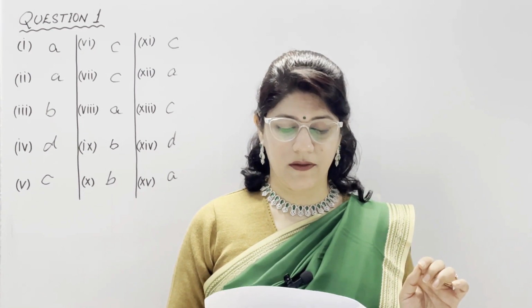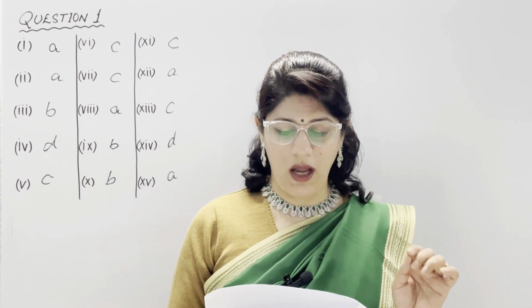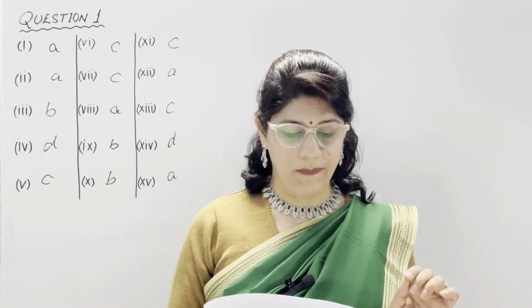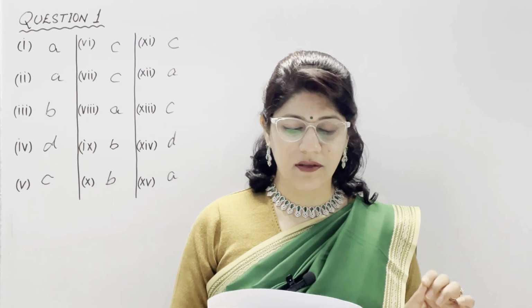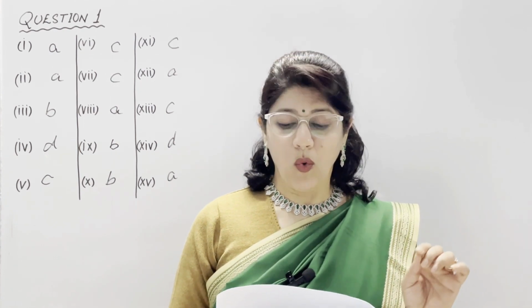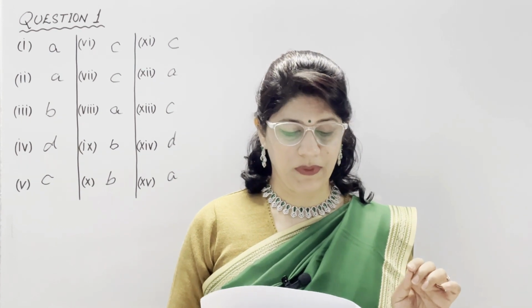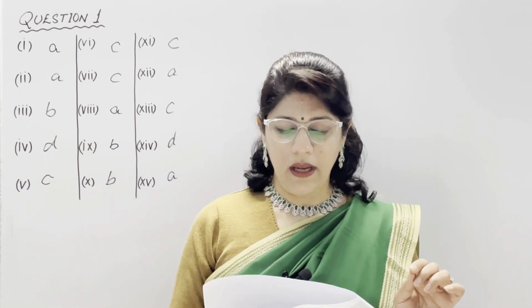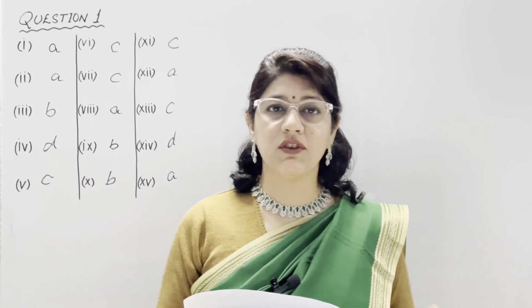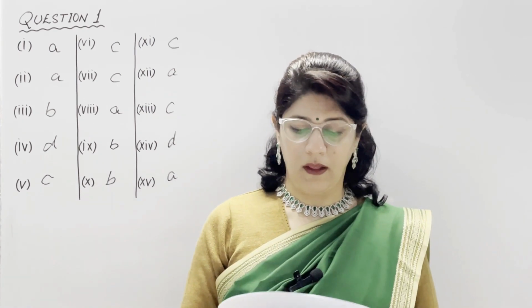Third, iris, it is the color of the eye, part D. Enlargement of breast in adult males, over secretion of cortical hormones, part B. Fifth is thyroid, and the correct option is thyroxine, which is part C.